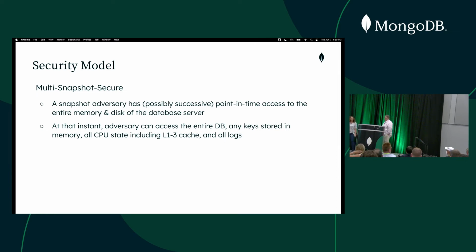So the security model specifically is what we refer to as multi-snapshot secure. That means an adversary, whether they're a cloud provider, an attacker with root access on the underlying Unix box, or a DBA with global cluster admin privileges, someone who has the ability to see all memory, CPU state, L1 through L3 cache, and logs, this is the adversarial model.